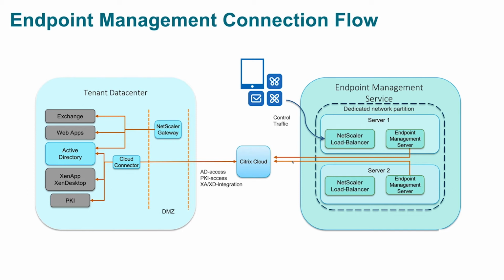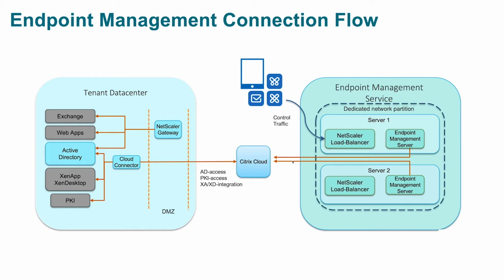So with the endpoint management service, you typically have cloud connectors installed in your network and a NetScaler or Citrix gateway. And the idea is that the cloud connectors are there so that the cloud service can talk to Active Directory, or if you have certificate integration embedded into your service, then it's there. And also if you have virtual apps and desktops configured, then the enumeration of those apps inside of Secure Hub would come through the cloud connector as well.